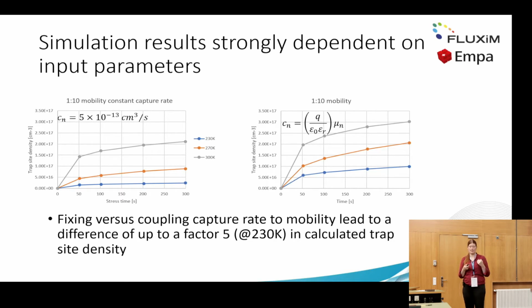Now, when we do that, what we can see is that we have an increase in trap sites we have to add in our simulation. That is up to a factor 5 higher than in the case where we have a constant capture rate. And this is quite a significant difference, and this already shows that we cannot pinpoint the number of our trap states directly.